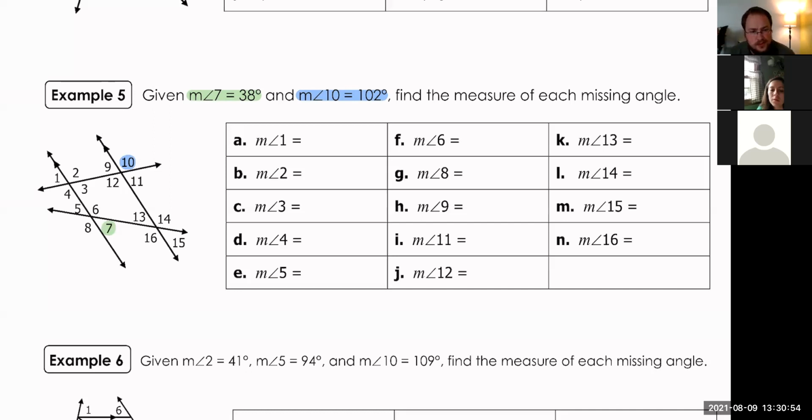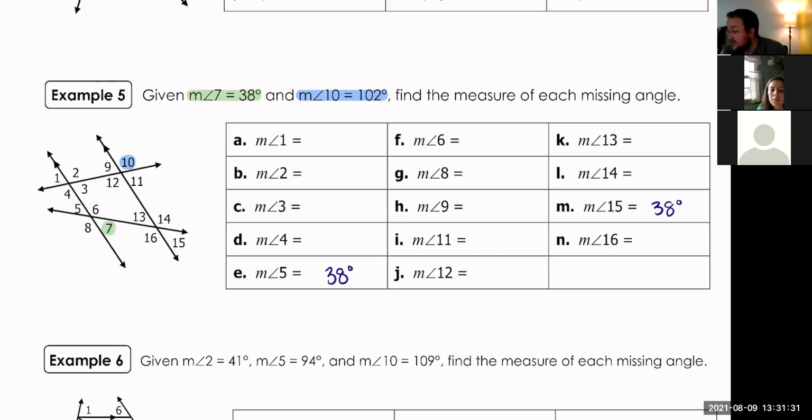So I'm going to do an easy one. Angles 5 and 7 are vertical angles. So 5 and 7 should be the same measure, 38 degrees. I'm actually going to keep running with angle 7. I'm going to notice that angles 7 and 15 are corresponding. So they should also be 38 degrees.